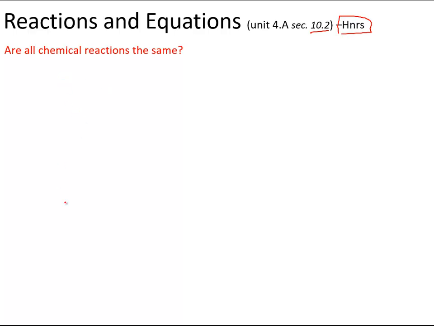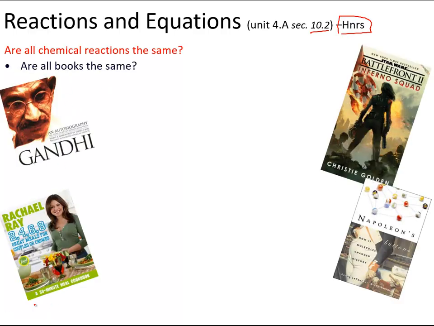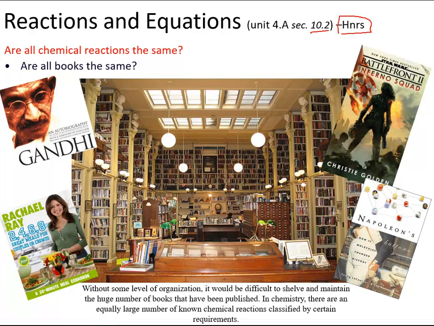So the question is, are all chemical reactions the same? Well, let me go ahead and start by asking if all books are the same. Here we have an autobiography, a cookbook, a fiction, and nonfiction book. Now, they're clearly not the same. And why do we have all these different types of books and various types of the same type of book? Well, because we have a plethora of information that can be gathered from these books, and we can organize this information in libraries based on the categories of those books.